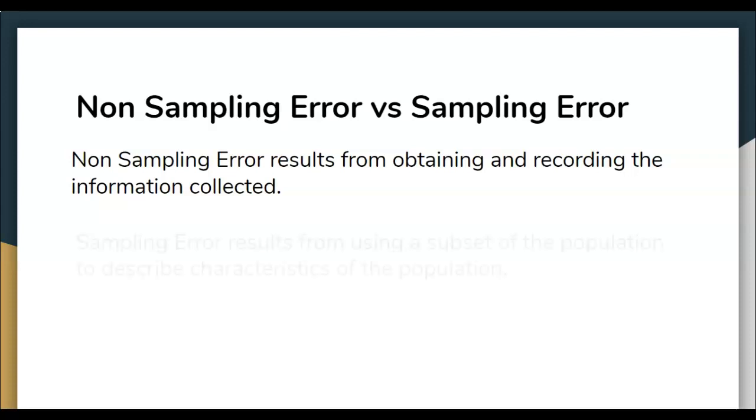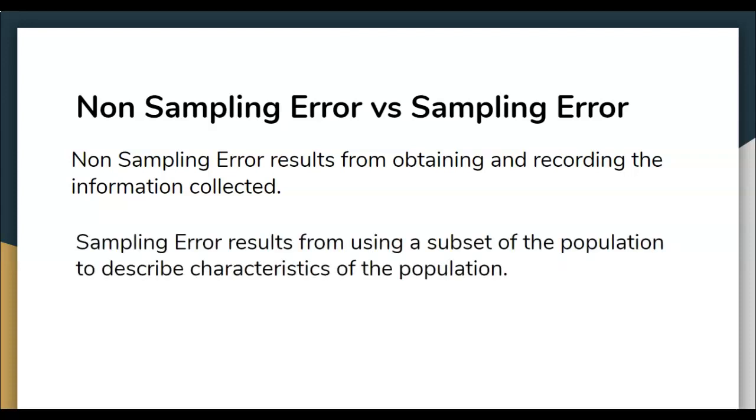Meanwhile, sampling error results from using a subset of the population to describe characteristics of the population. In other words, it results from using a sample to estimate information about a population. It occurs because a sample gives incomplete information about the population.